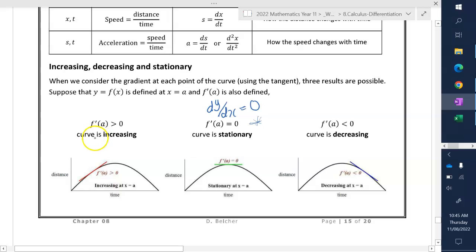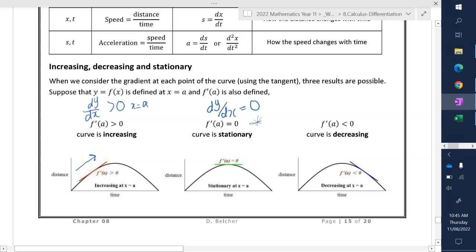If our first derivative, f'(a), is bigger than 0, think of what that means back in terms of the gradient. If our dy/dx, or the gradient of the tangent, is greater than 0 at a point A, then we have a positive gradient, which would be going this way, and we will say that our curve is increasing. It's going in this direction.